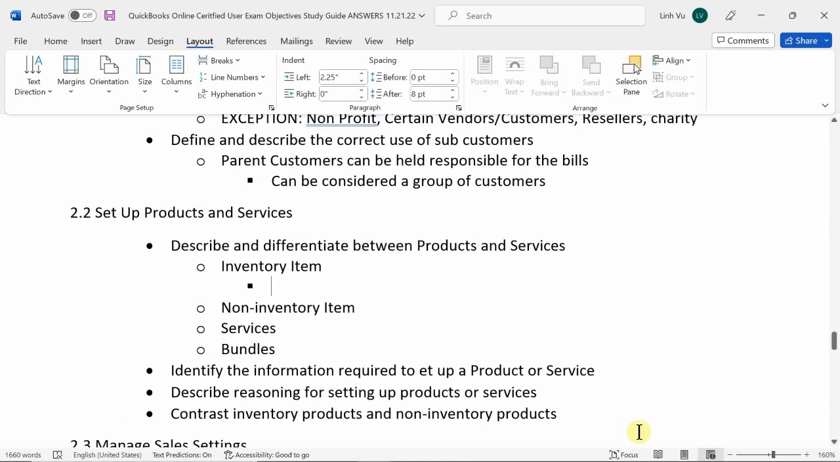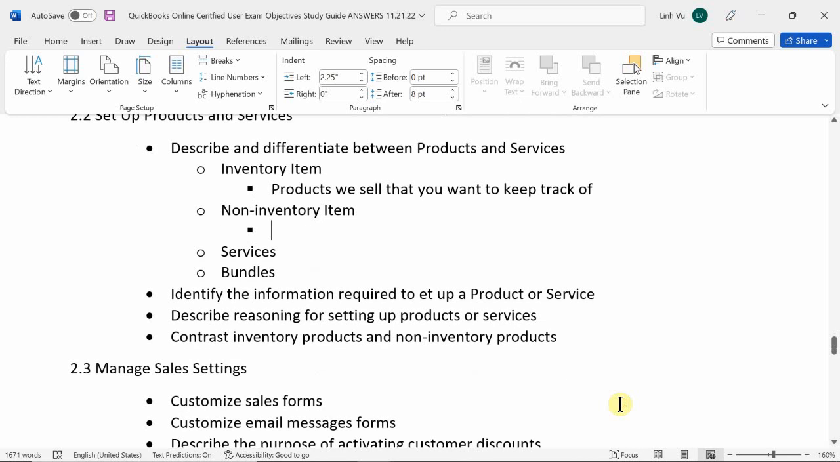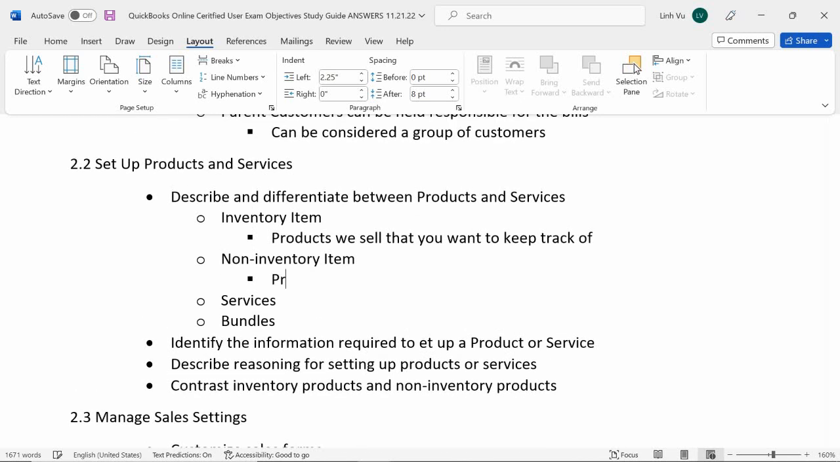Your inventory items are the ones that you want to keep track of. Physical items. Okay, so products we sell that you want to keep track of. Okay? So then what's the difference between an inventory part and a non-inventory part? Products that you don't necessarily need to keep track of.